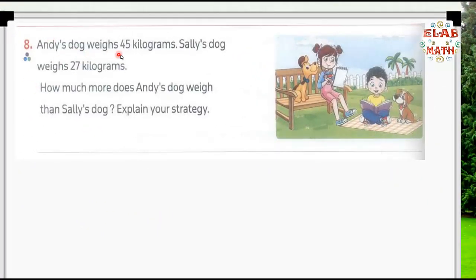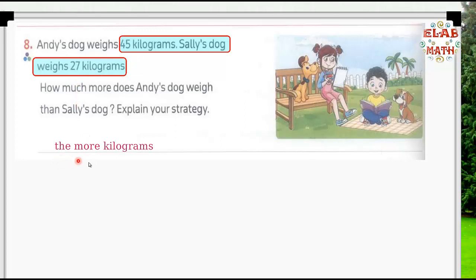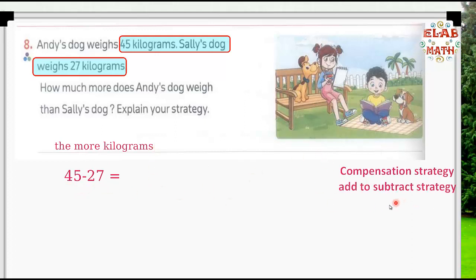Number 8. Andy's dog weighs 45 kilograms, Sally's dog weighs 27 kilograms. How much more does Andy's dog weigh than Sally's dog? Explain your strategy. We will make subtraction between two numbers here, 45 minus 27, to find the more kilograms. For 45 minus 27, we can use the compensation strategy or you can use the add to subtract strategy. This is the subtrahend and we should add to reach this number. We have 27. 27 needs what to be 30? We need 3. You should add 3.